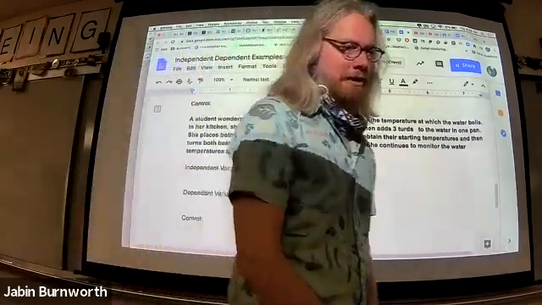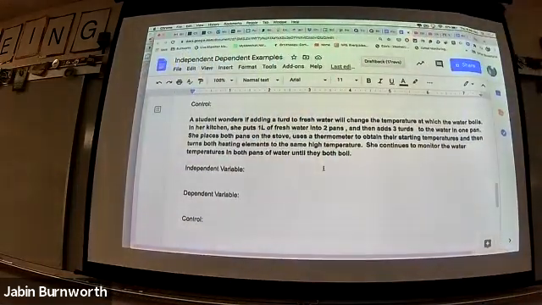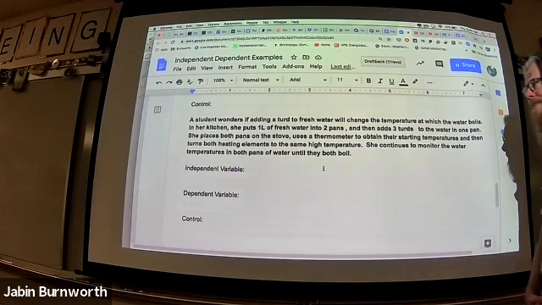In her kitchen, she puts 1 liter of fresh water into 2 pans and then adds 3 turds to the water in 1 pan. Yes, I did write this. I'm sorry. She places both pans on the stove, uses a thermometer to obtain their starting temperatures, and then turns both heating elements to the same high temperature. She continues to monitor the temperatures in both pans of water until they both boil.